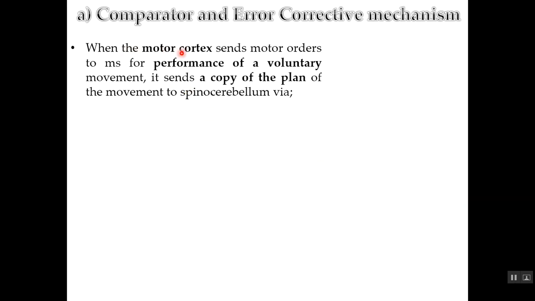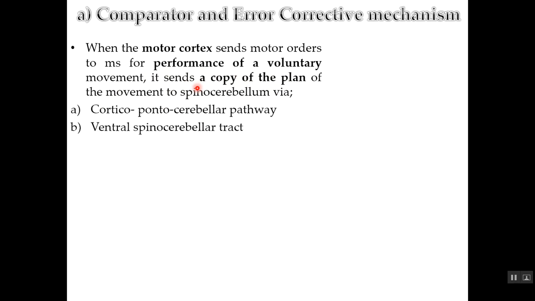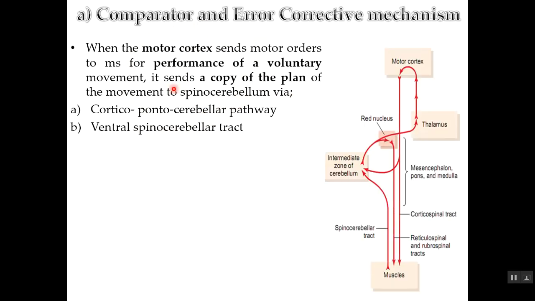When the motor cortex sends motor orders to the muscles to start the performance of a voluntary movement, it will send a copy of the plan of the movement to the spinocerebellum, or to the intermediate zone, via what? Via the corticopontocerebellar pathway and via the ventral spinocerebellar tract. So the intermediate zone in this condition receives a copy of the plan of the movement.